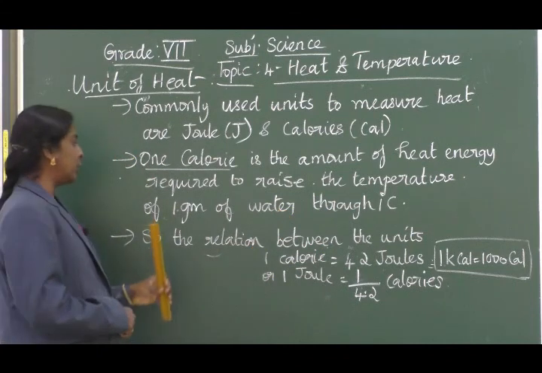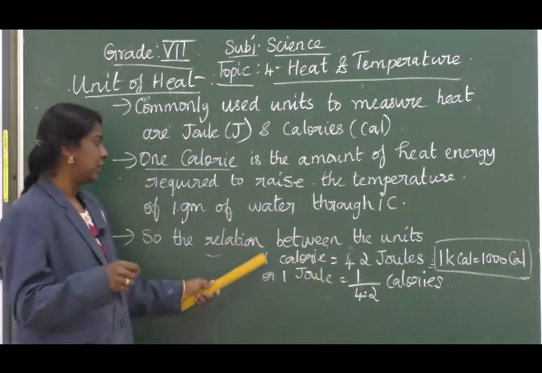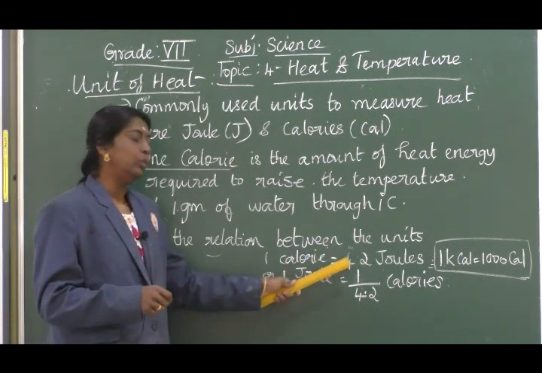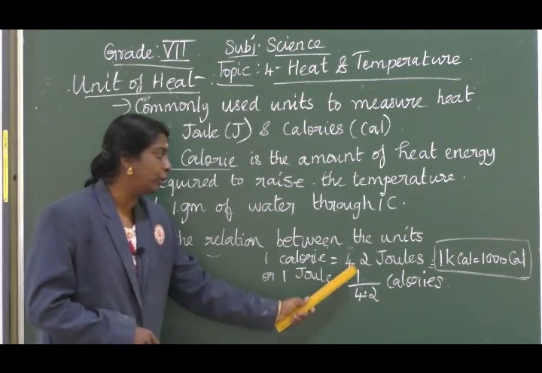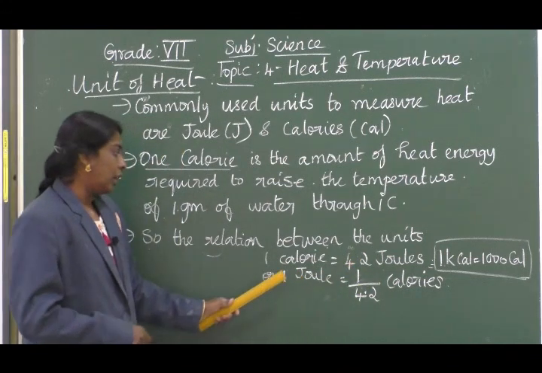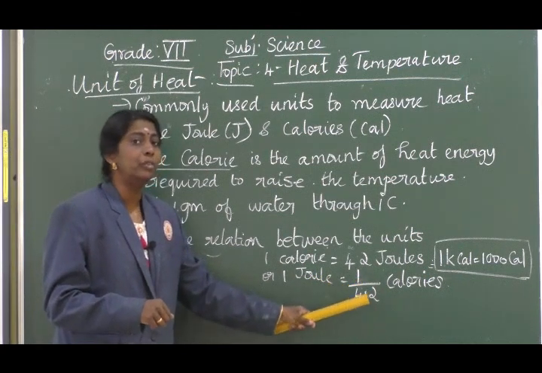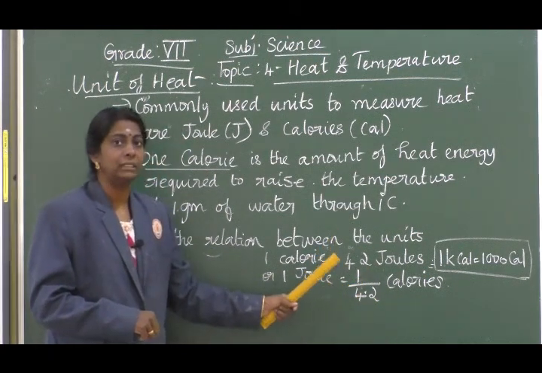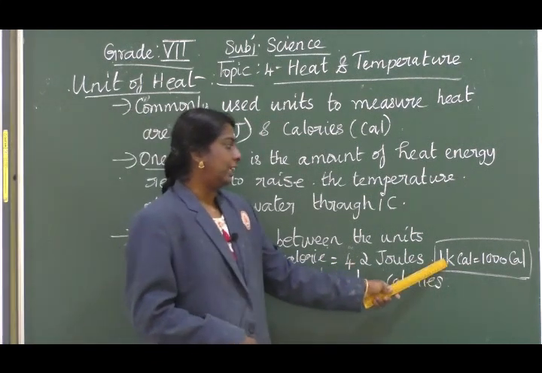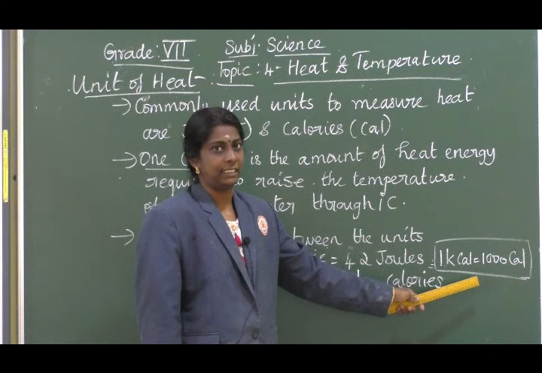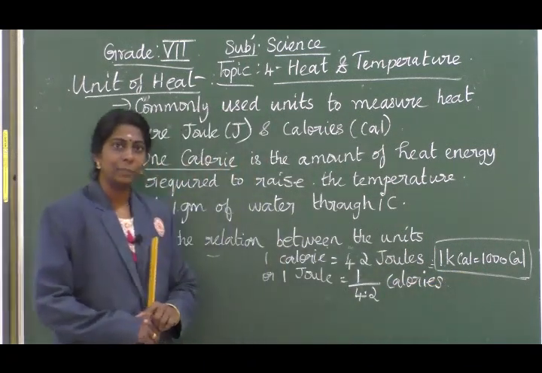Clear? So the relation between the units, calorie and joule, is 1 calorie is equal to 4.2 joules. Or else 1 joule is equal to 1 divided by 4.2 calories. So 1 kilocalorie is equal to 1000 calories. Is that clear? Yes.